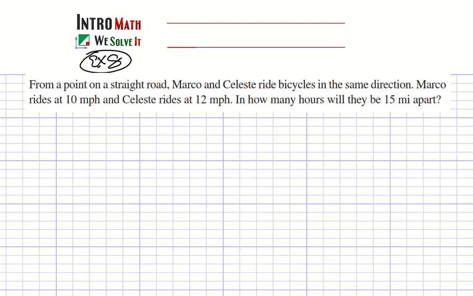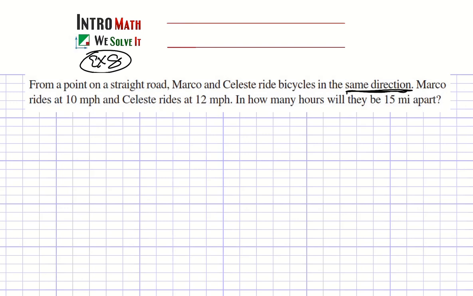So the next one is: from a point on a straight road, Marco and Celeste ride bicycles in the same direction. Marco rides at 10 miles per hour. Celeste rides at 12 miles per hour. In how many hours would they be 15 miles apart? Do you understand that problem, right? You're given two rates, and they're heading the same direction. That's important. They're not heading in opposite directions.